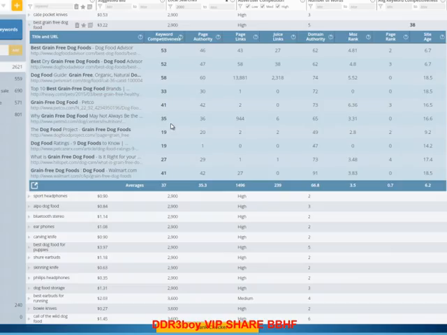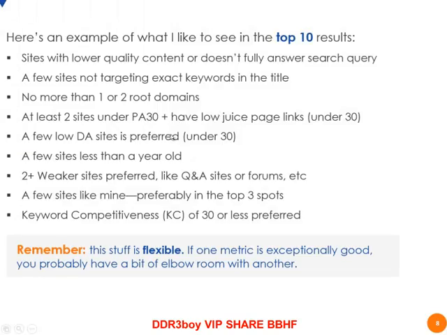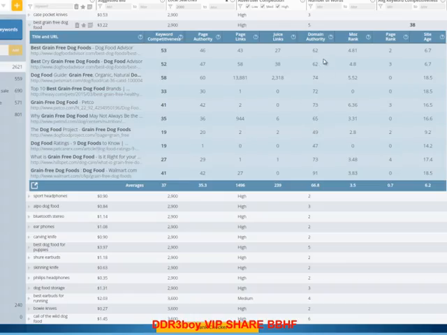Page authority 30, juice links of 30. Page authority, that one's close here, and juice links are not there. This one, remember, we divide the domain authority in half, so that is under 30. So I do see a couple of results with that criteria: page authority under 30 and juice links under 30. So that's a good sign. A few low domain authority sites under 30. I do not see a single site. That's basically going to be a deal breaker, I'm thinking.